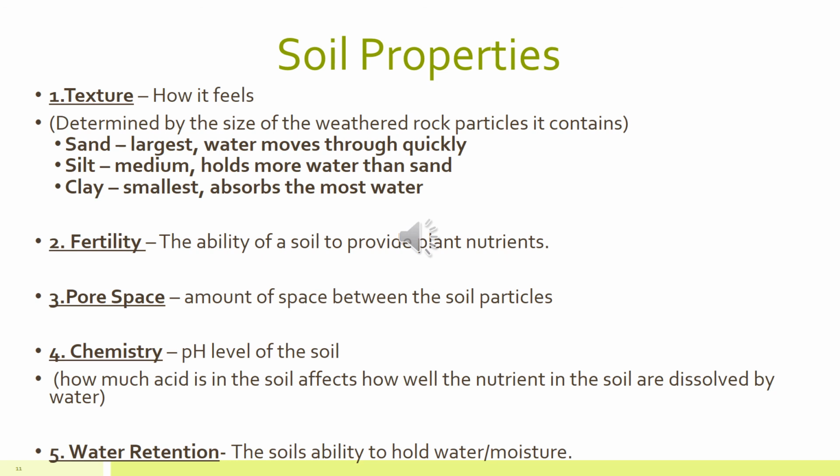Basically, there's limestone, which is a type of rock. They take it, they break it down into a powder, and they spread this on the soil so that the pH level of the soil goes down. So there are different things that the farmer can do in order to fix the chemistry of his or her soil.